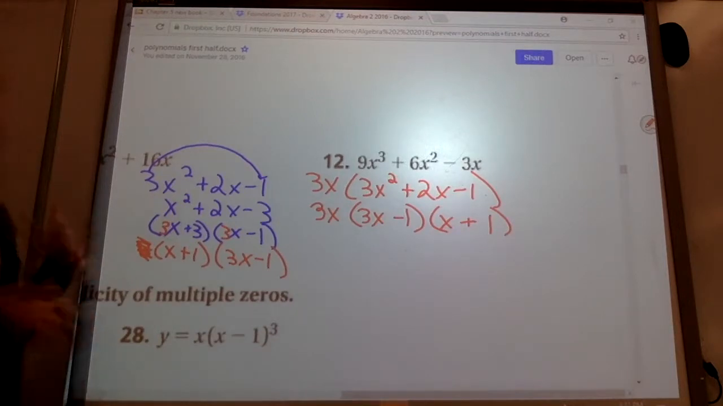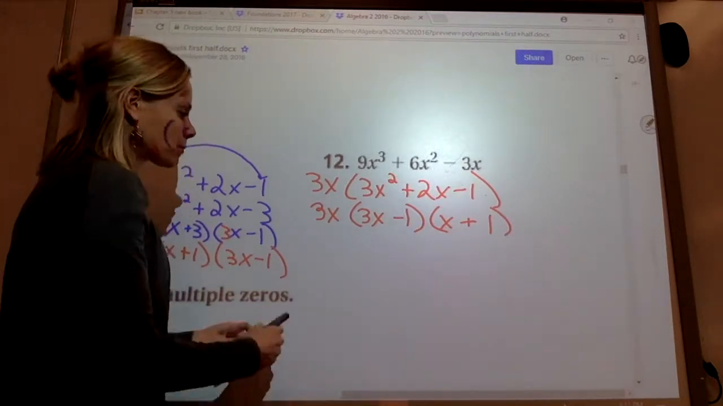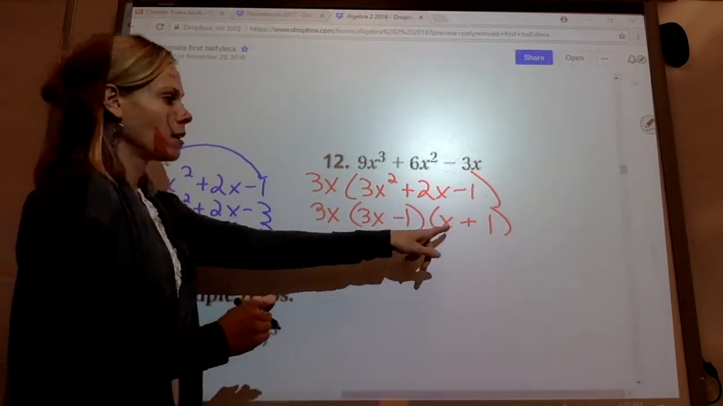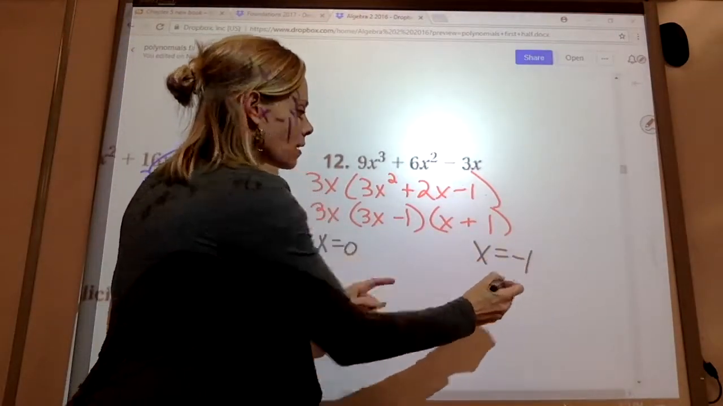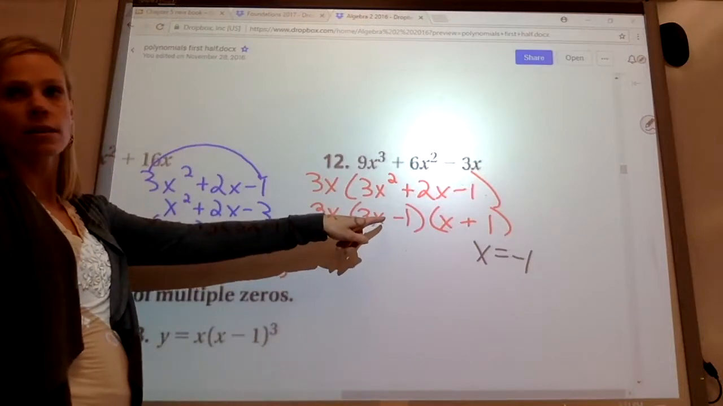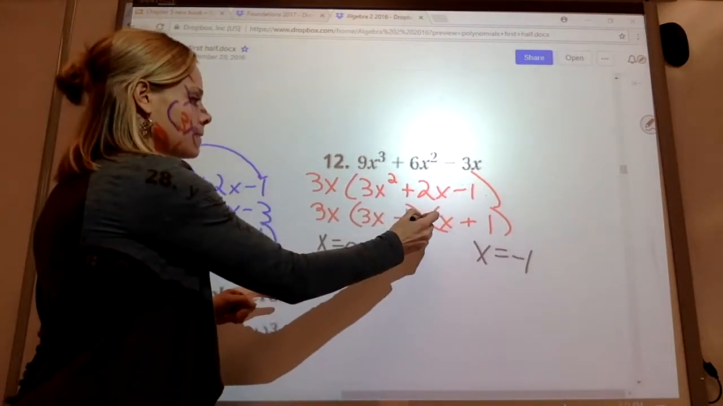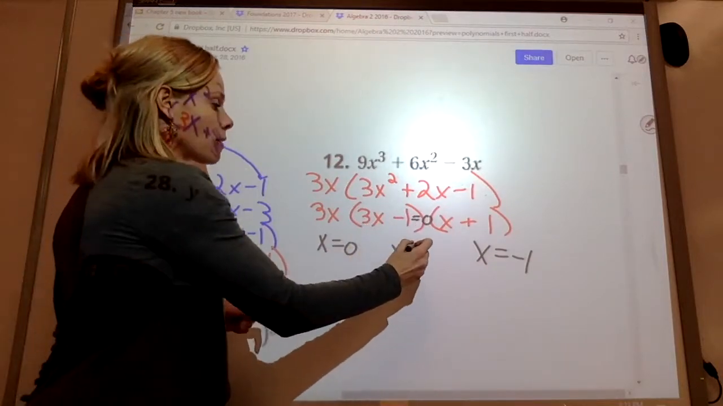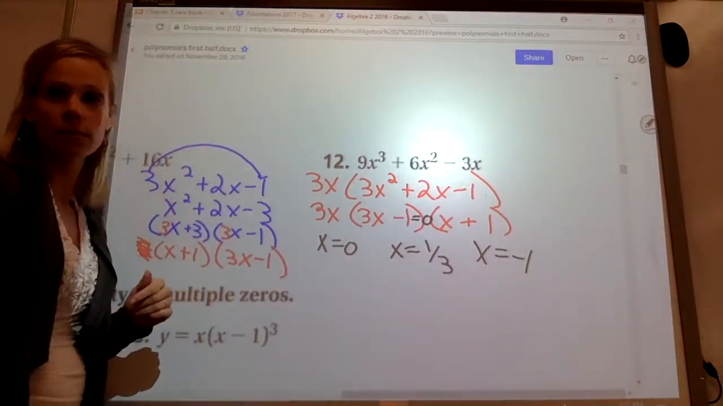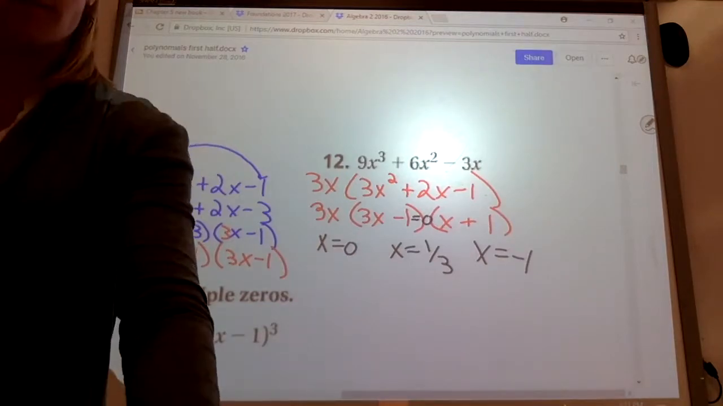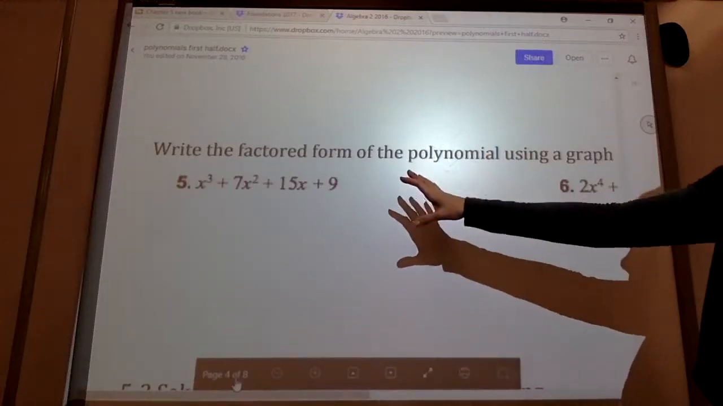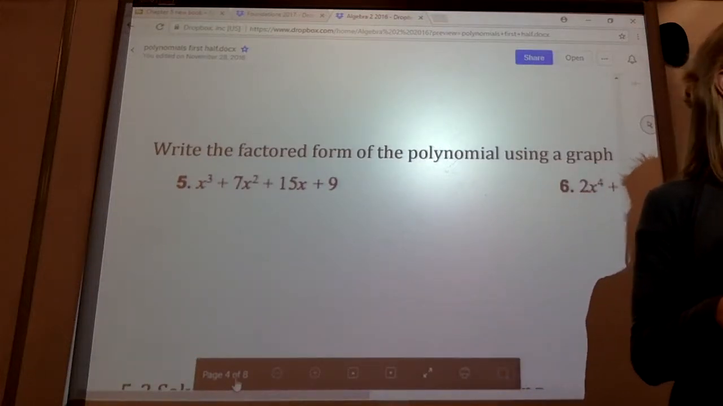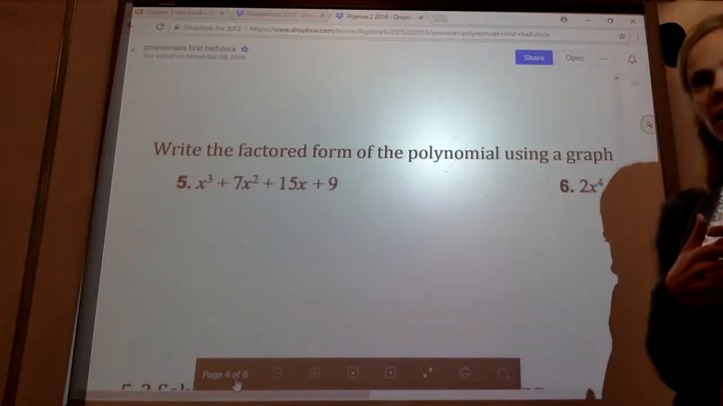Okay. Now, what are my roots? 0. Whenever x is a factor, 0 is a root. -1. And how did we do this? Set it equal to 0. Add 1, divide by 3. So 1/3. I wanted to put a couple of these in so you can see what you're solving, because a lot of times students have trouble making that connection.